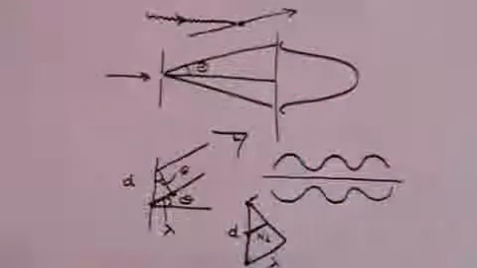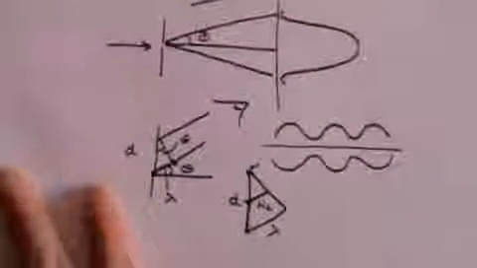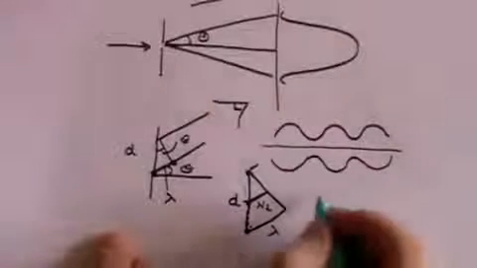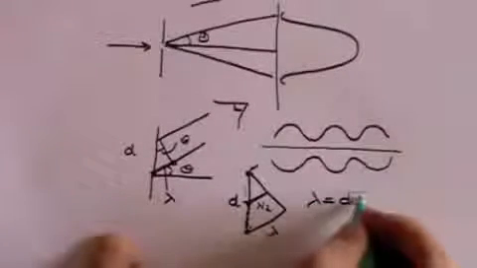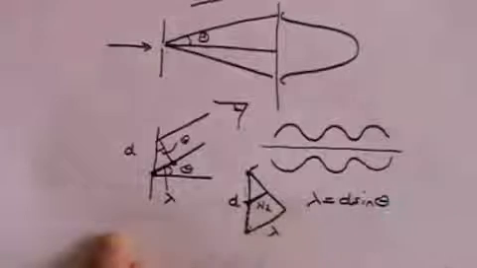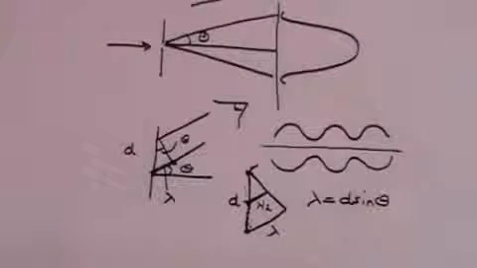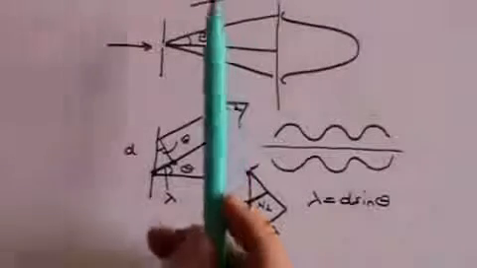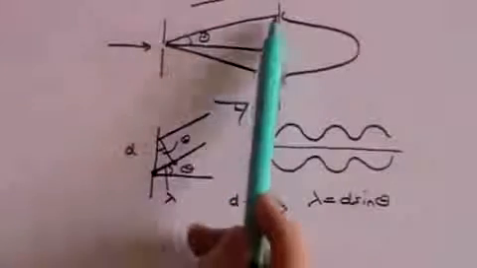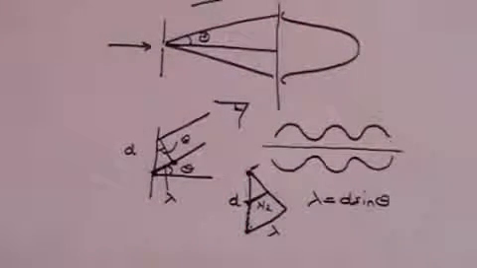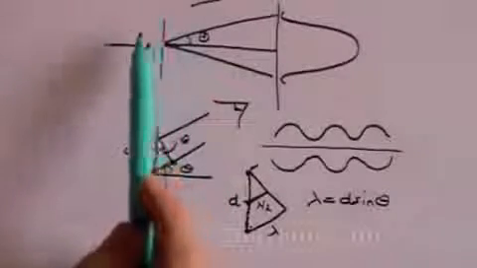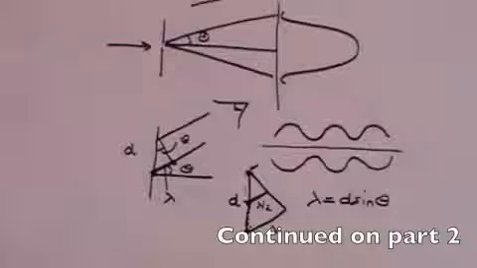And you can see from this diagram here that lambda equals d sine theta. So if you know the wavelength of the light, you know what the angle is where you're going to get a minimum. You can do the same thing, instead of using light, you can do the same thing with electrons.